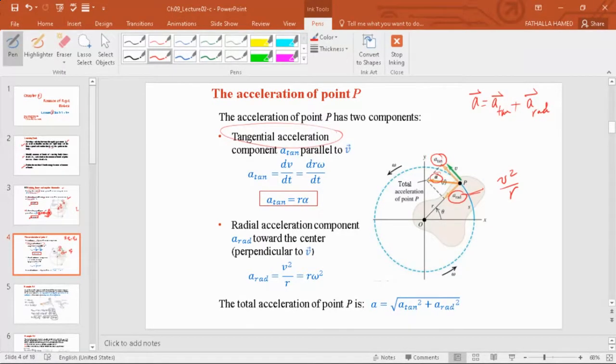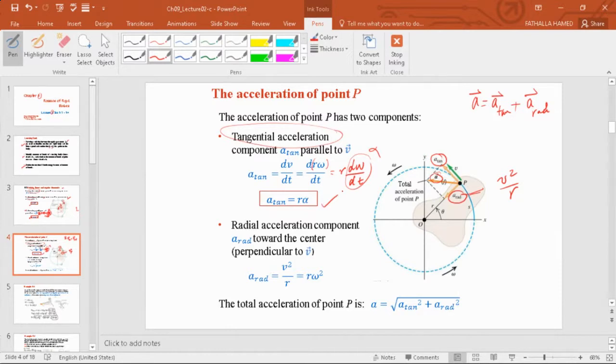So now, if I want to look at the tangential, well, it will equal dv tangential over dt. And from the previous slide, we said that v is equal to r omega. So if you take this, r is not going to change. It's going to be fixed. So it will be r d omega by dt. And of course, this equals to what? Equals alpha. So your a tangential here will equal r alpha.